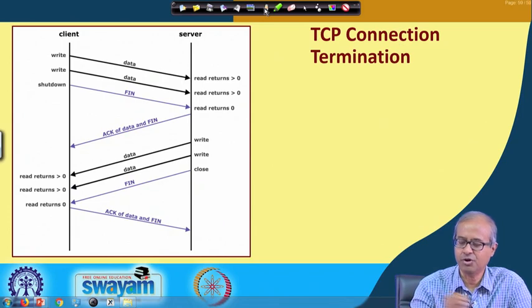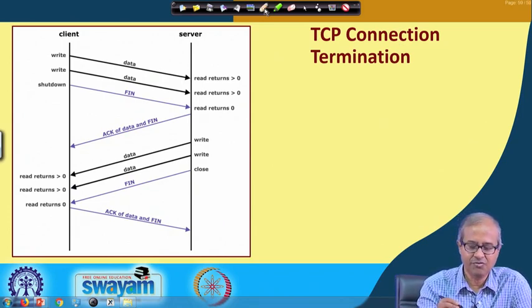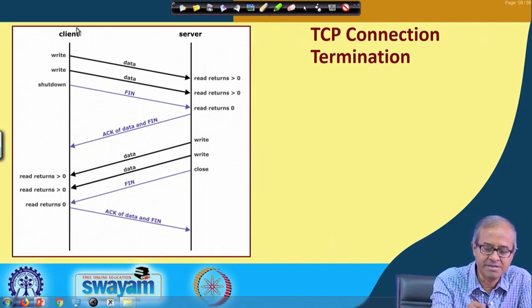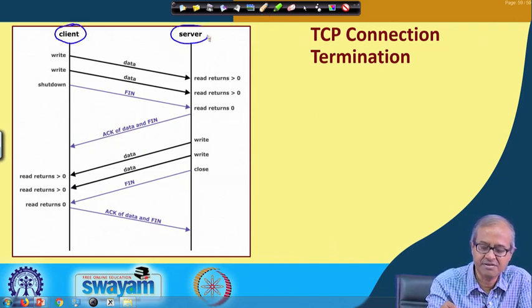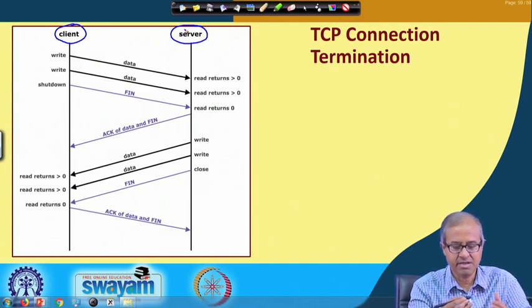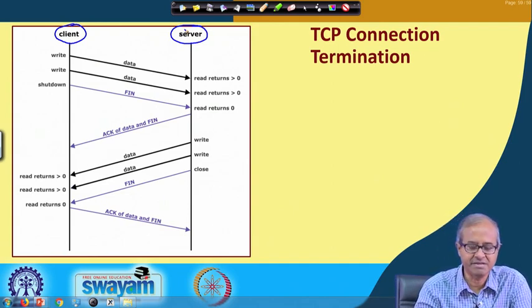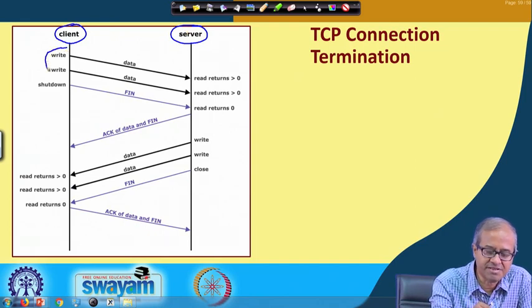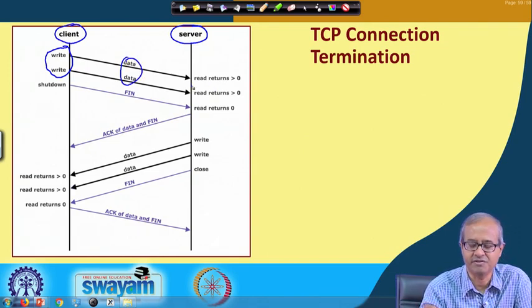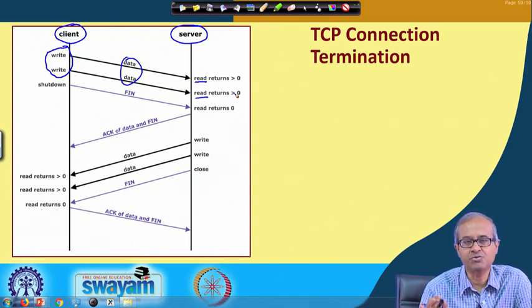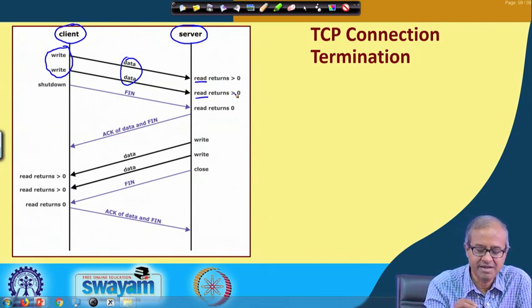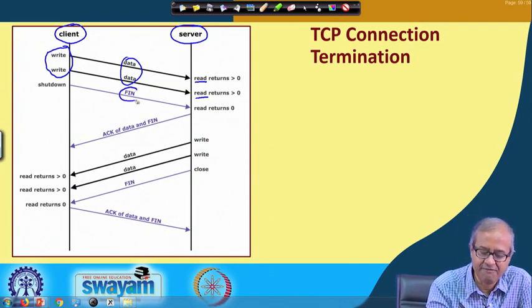And lastly, talking about TCP connection termination, I am just illustrating it here. This is the client, this is the server. I am showing it in the context of an ongoing communication. Suppose the client was transmitting some data and it was coming to the server. So, the server was doing some read and the read was successful. It was returning some number greater than 0, meaning the read was successful. Now, when the client wants to shut down the connection, terminate the connection, it will send a packet with the FIN flag set to 1.